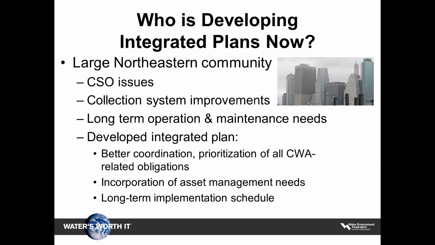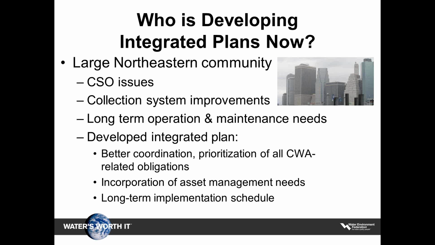My final example is a much larger community in the Northeast, so a different-sized community in a different region. They primarily have CSO issues, but they also want to make substantial collection system improvements. Now, when they did the initial CSO long-term control plan, the agencies were demanding that they achieve about 4 overflows in a typical year. But then they looked at their long-term operation and maintenance needs and incorporated a 40-year O&M plan into their integrated plan with the CSO issues.